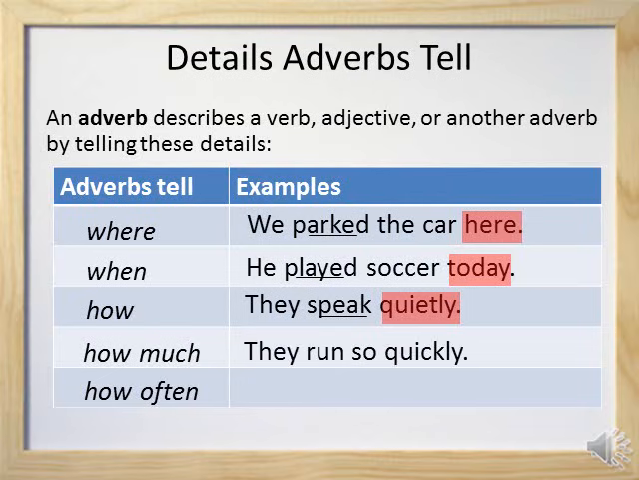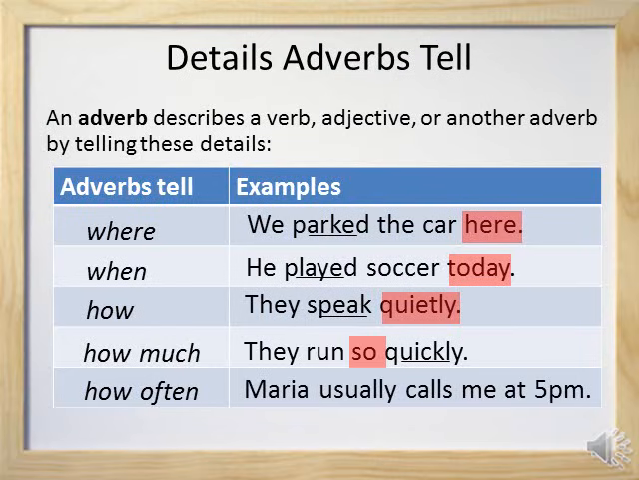How much? They run so quickly. This sentence has two adverbs. The action or verb is run. Quickly tells how they run. And so is an adverb that tells how much or how quickly they run. How often? Maria usually calls me at 5 p.m. In this sentence, the action or verb is calls. Usually tells how often Maria calls me.